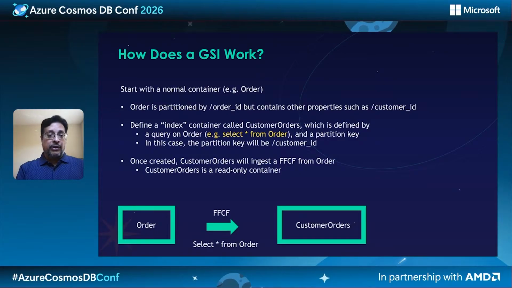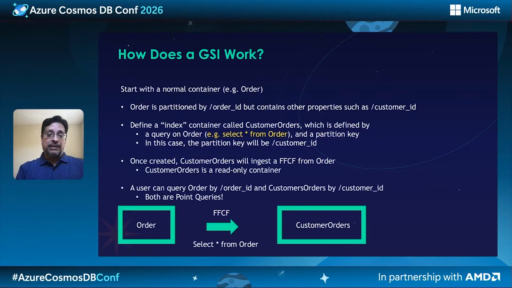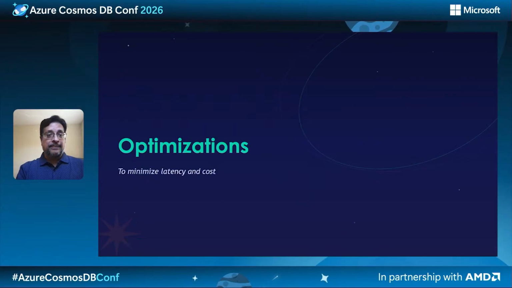Now, the customer orders container is called an index container. It's a read-only container. Apps cannot write to it, but writes can only come to it through the order container. And the beauty of this is a user can query the order container by order ID or against the customer orders container by customer ID. At both times, they are point queries, so they're cheap and fast. We avoid expensive cross-partition queries.